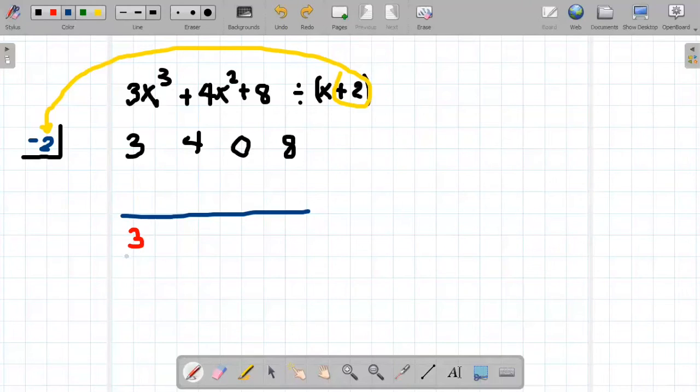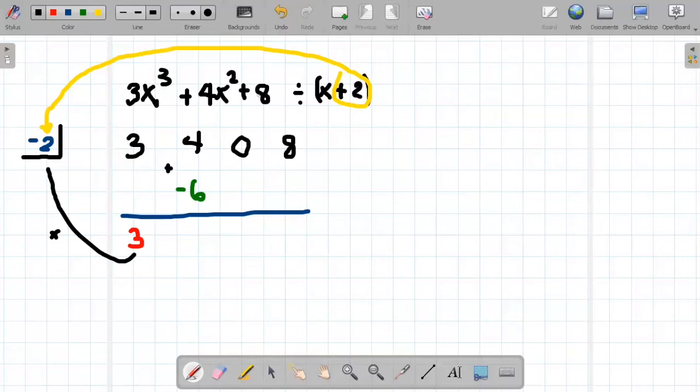Now, we proceed. The next step is to multiply this 3. So 3 times negative 2 is negative 6. You write negative 6 there, below the next coefficient. And then, what you're going to do is, you add this one.